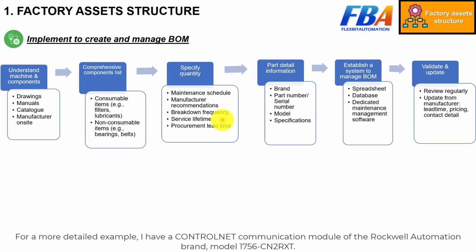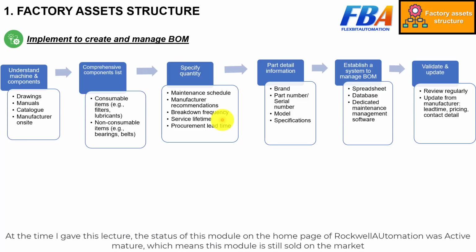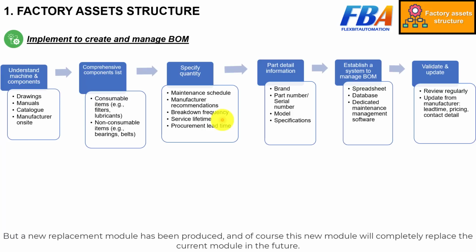For a more detailed example, I have one ControlNet communication module of the Rockwell Automation brand. That model is 1756-CN2RXD. At the time I make this lecture, the status of this module on the Rockwell Automation home page was active mature, which means this module is still sold on the market, but a new replacement module has been produced. And of course, this new module will completely replace the current module in the future.